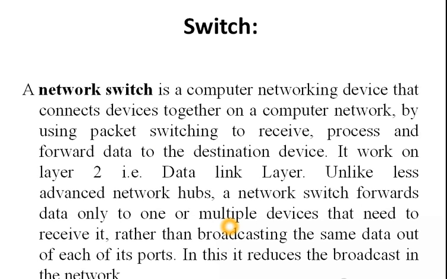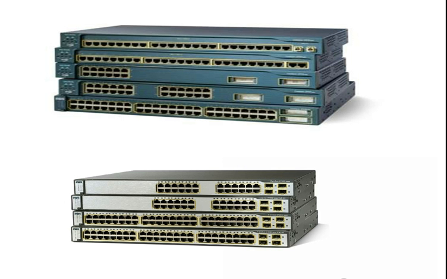In this way, it reduces the broadcast in the network. That is why a switch is an intelligent device compared to a hub, and it reduces broadcast because it sends data to the port which needs it instead of broadcasting to all ports as in a hub. So it reduces broadcast and traffic congestion in the network. This is a switch, a Cisco switch. I took it from the internet.